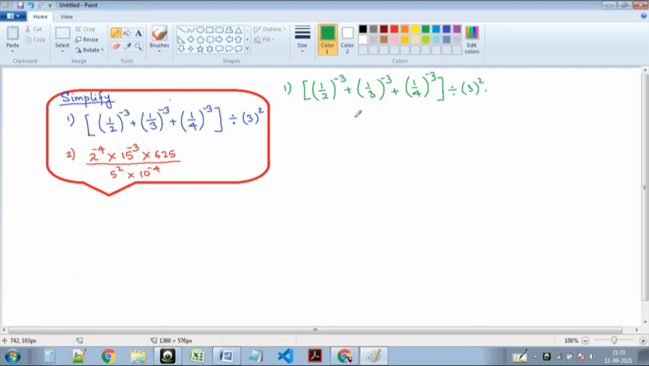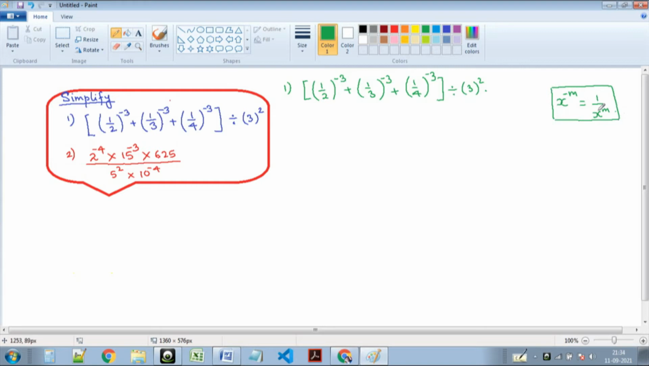So before starting with the solution of this question, one thing I wanted to tell you: we have learned the laws, right? In one of our laws, we have seen that x to the power minus m equals 1 upon x to the power m. I hope all of you remember this law.